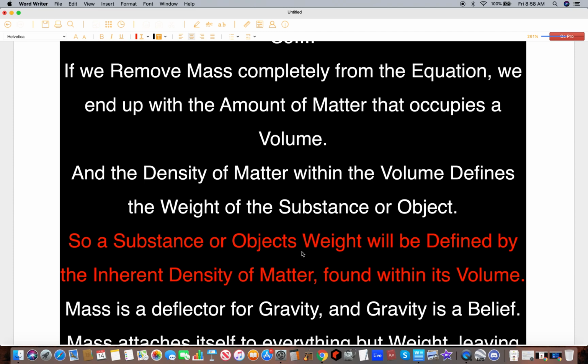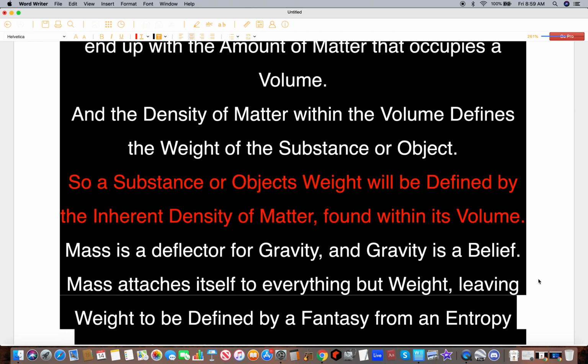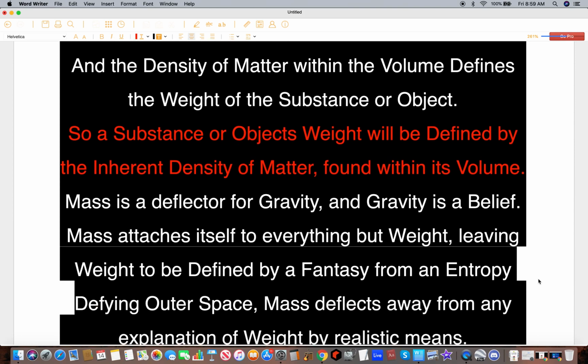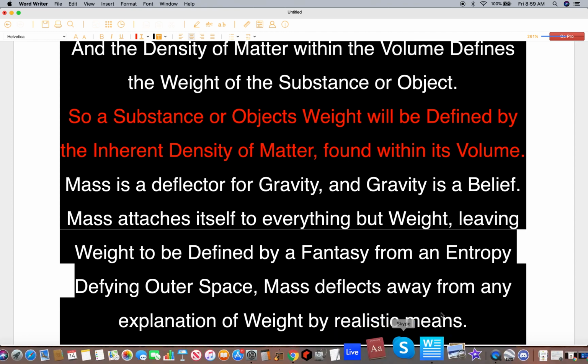So a substance or object's weight will be defined by the inherent density of matter found within its volume. I'll say that again. A substance or object's weight will be defined by the inherent density of matter found within its volume. Mass is a deflector for gravity, and gravity is a belief. Mass attaches itself to everything but weight, leaving weight to be defined by a fantasy from an entropy-defying outer space. Mass deflects away from any explanation of weight by realistic means.